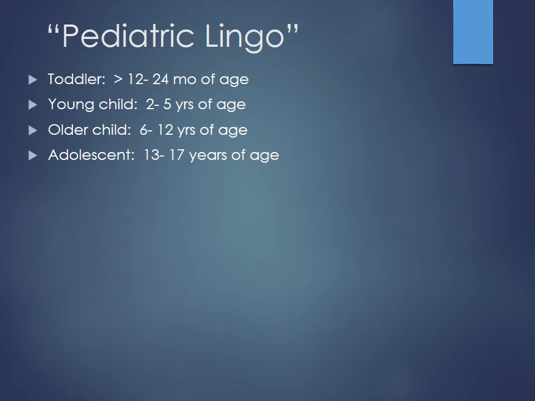Then as they get older, they get to the toddler stage in that first 1 to 2 years, then young child, older child, and then adolescence. At what stage do you think we start to treat them more like adults? Generally in the adolescent stage, once they get up to an adult-sized patient, you treat them as an adult patient for the most part.